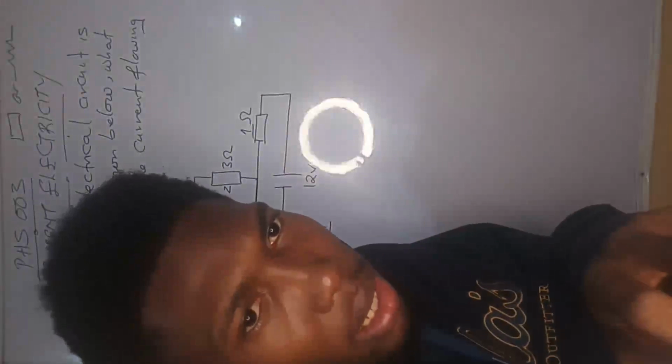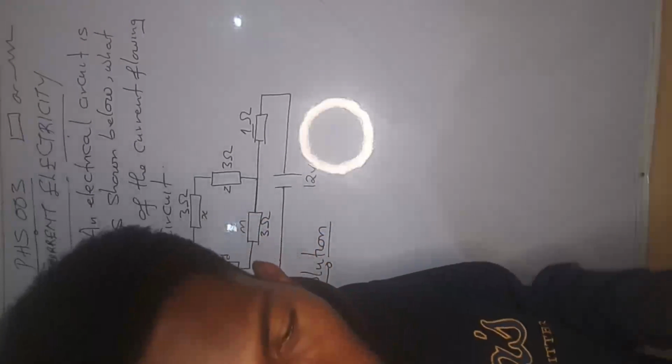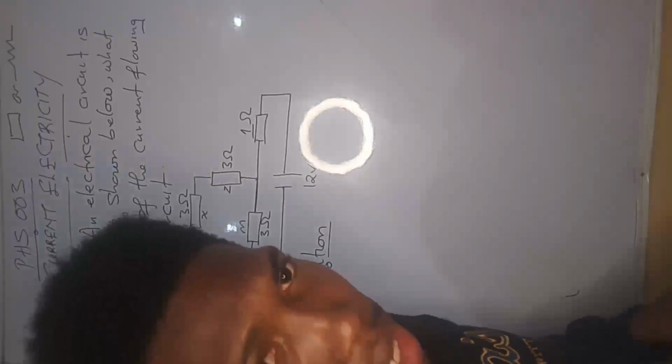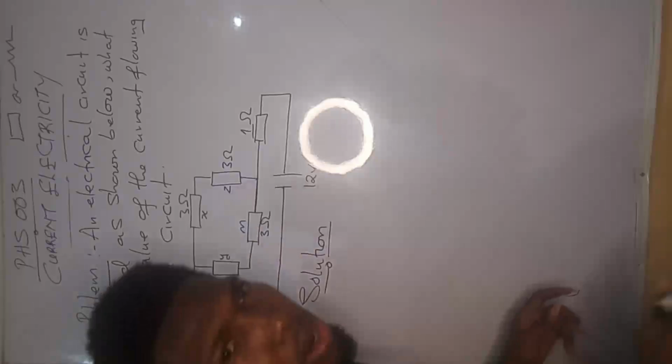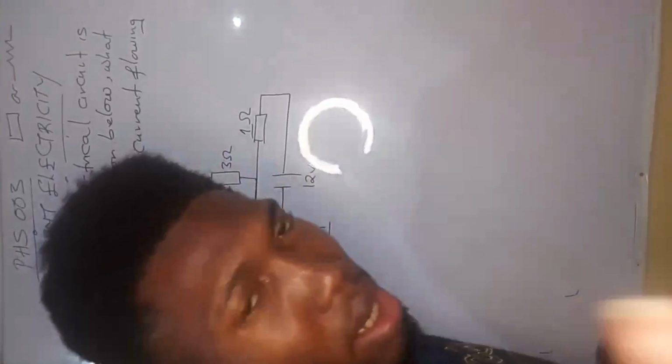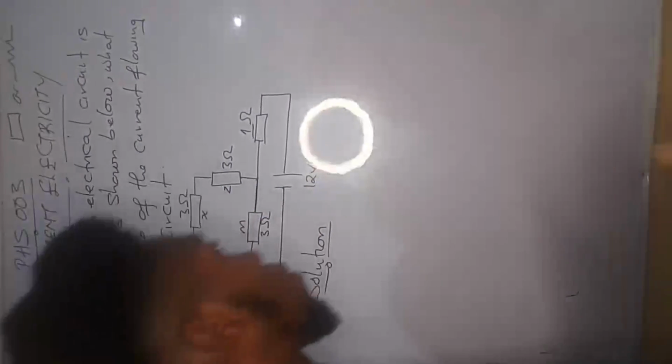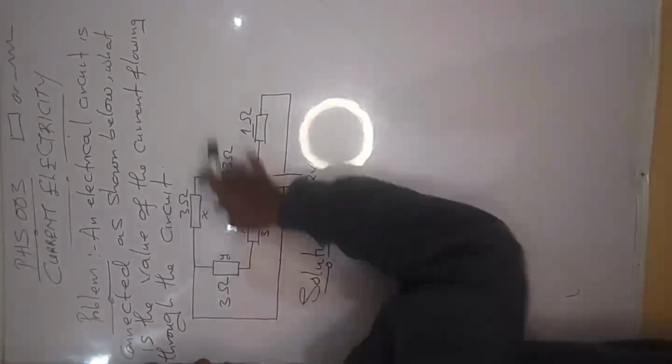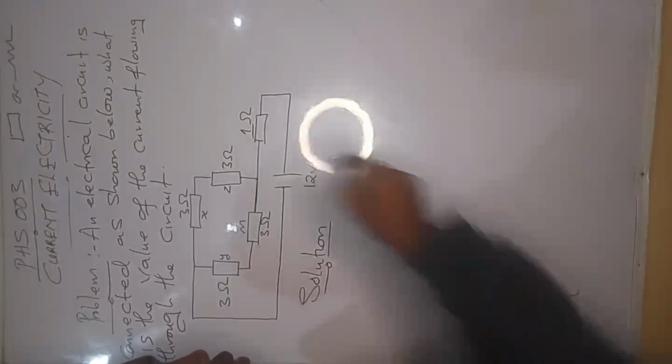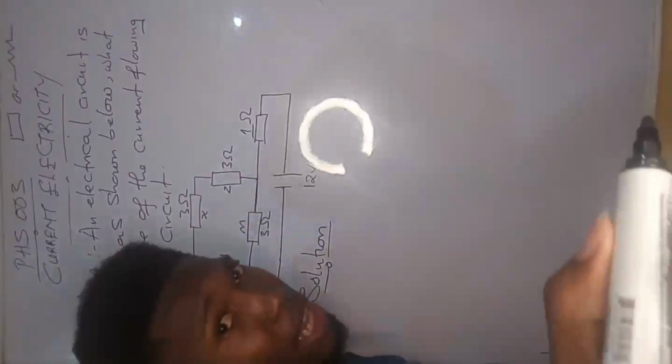Someone said X and Z are in series. Very correct. Very correct. I don't know who is T8, please signify so that I can know you. Okay, so we've been able to establish that X and Z are in series. Let me tell you the reason why.